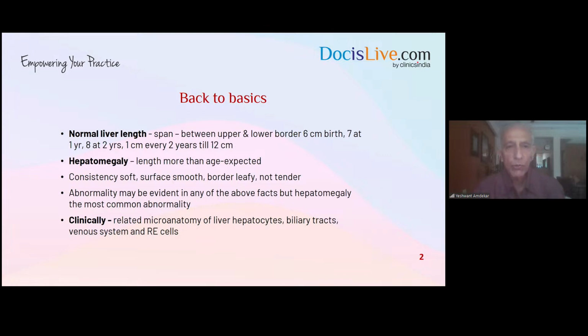We will see how to apply this, but remember, when you say the liver is enlarged, it may be important for you to say which part of this liver is enlarged. Is it a hepatocyte, biliary tract, venous system, or a reticuloendothelial cell system? Can I have the next slide, please?